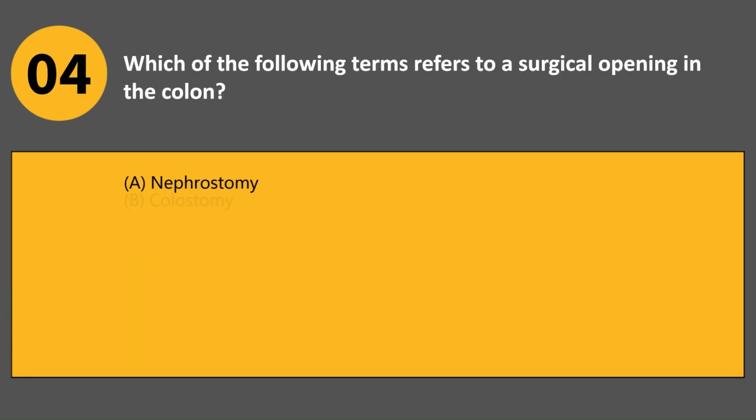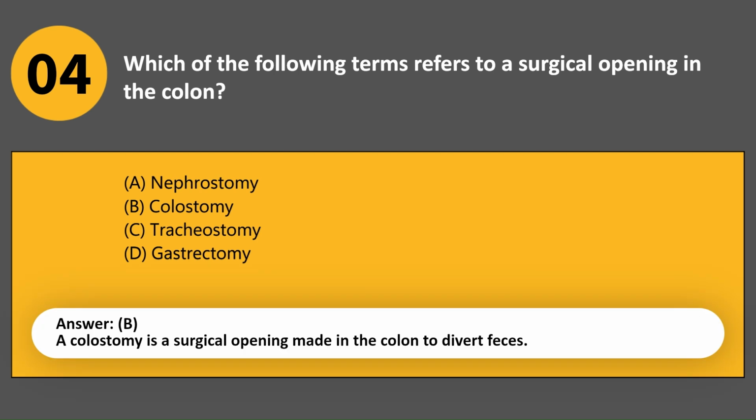Which of the following terms refers to a surgical opening in the colon? A. Nephrostomy. B. Colostomy. C. Tracheostomy. D. Gastrectomy. Answer, B. A colostomy is a surgical opening made in the colon to divert feces.